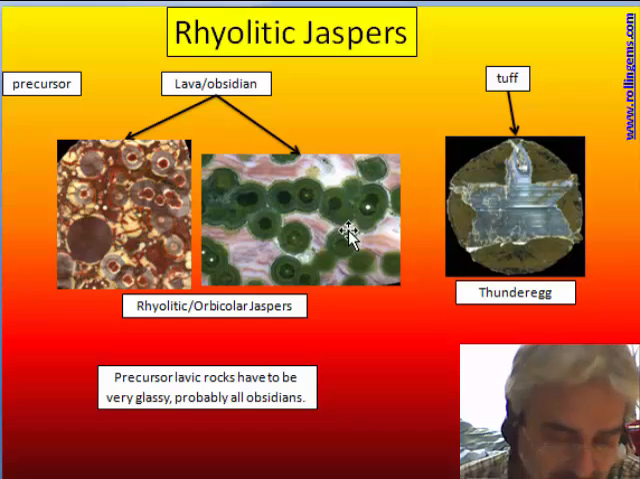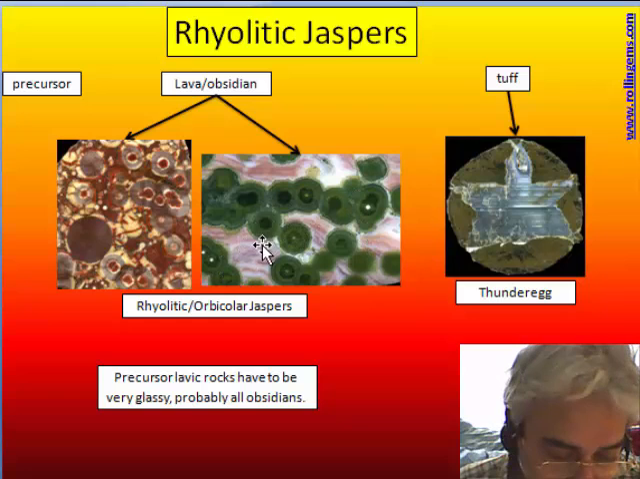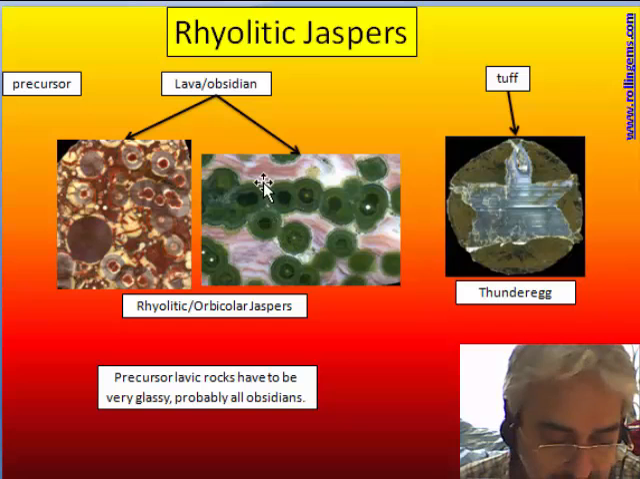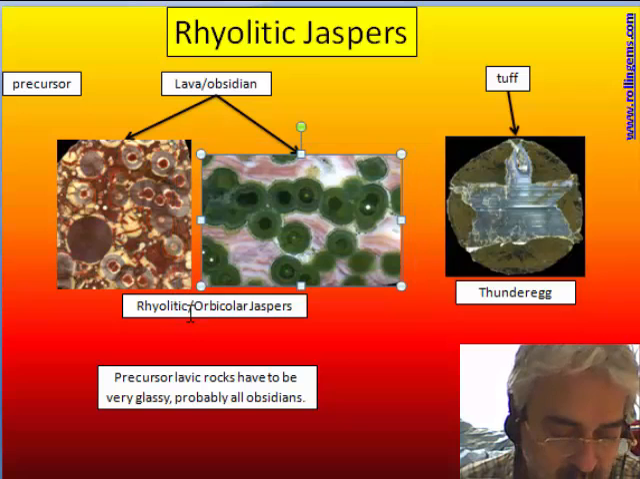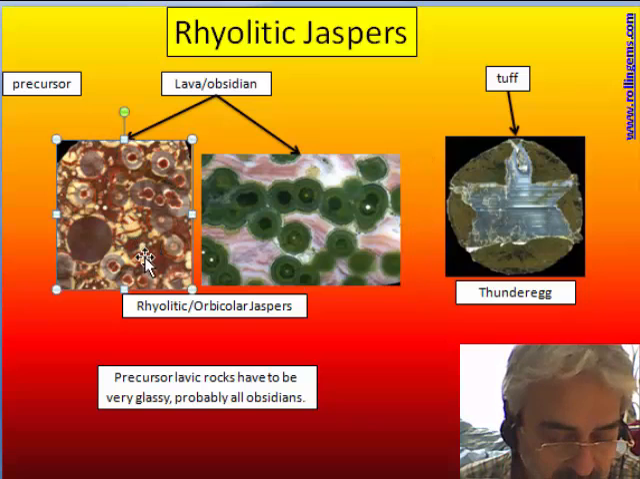So in this case, the spherulites are more complex and often banded, and in many cases we can see the fluidal structure of the original obsidian, that is the precursor of this jasper. So this is one proof that in this case we are talking of alteration of obsidians, but it's possible that all the rhyolitic jasper are the result of obsidian alteration.